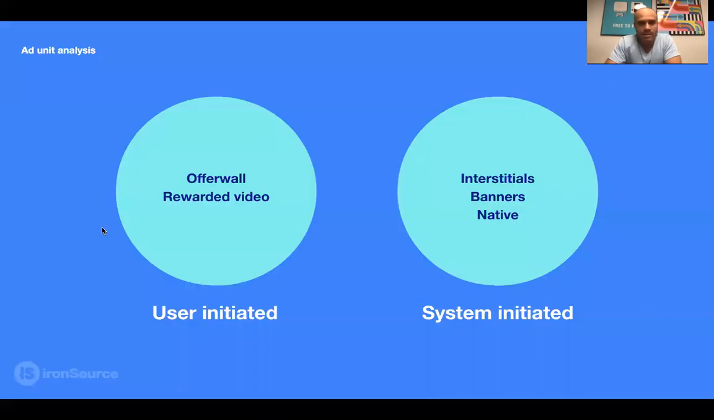I'll start with the ad unit analysis. First of all, here at IronSource, we divide the different ad units into 2 buckets. One is user-initiated, meaning that the user is the one to choose to watch an ad, to choose how many ads to watch and how often. The second bucket is system-initiated ads, meaning that the developer, the app itself, is the one that pushes the ads to the users and decides how often and when an ad will be shown. It's important to make this distinction between the 2 buckets because we see a different effect from each bucket, and different advantages and disadvantages of each ad unit, and this is what we are going to discuss now.